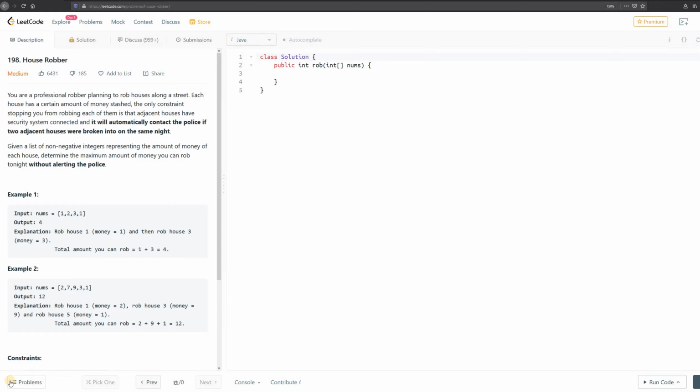Today we are going to do another problem from Leetcode, problem number 198. It's also a medium problem. So let's look at the problem.